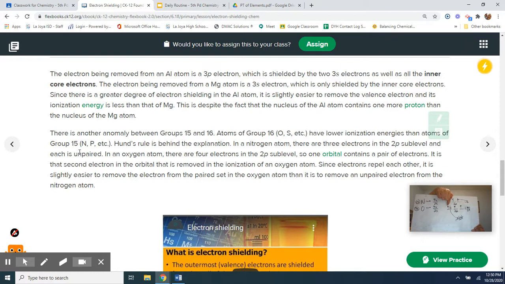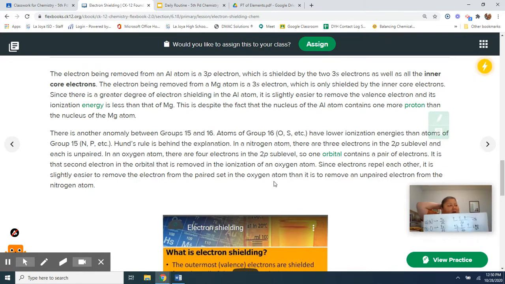Because of this electron pushing this one out, ionization energy is lower for group 16 than it is for group 15. Okay, and that's all it says here. In an oxygen atom, there are 4 electrons. It is that second electron in that orbital that is removed in the ionization of the oxygen atom. Since electrons repel each other, it is slightly easier to remove electrons from a paired set of oxygen atoms than it is to remove an unpaired electron from nitrogen.